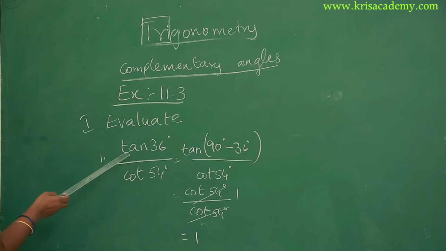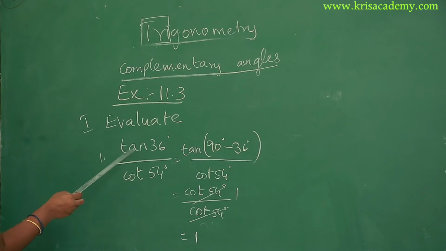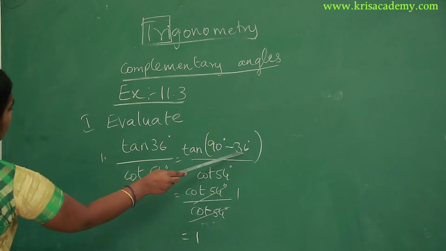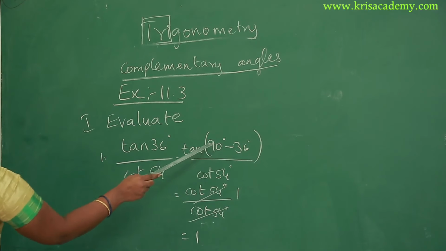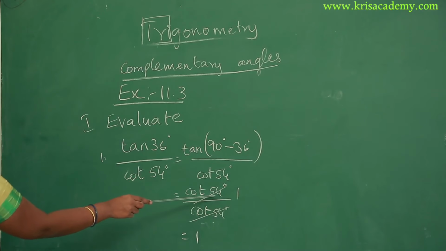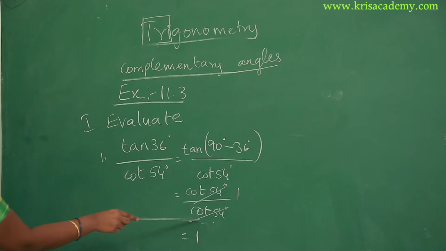So either you can convert denominator or numerator. So once again tan 36 degrees is tan of 90 minus 36 degrees. Tan 90 complement is cot. 90 minus 36 degrees is 54 degrees. Cot 54 degrees, cot 54 degrees, one time it will get cancelled. So the answer is 1.